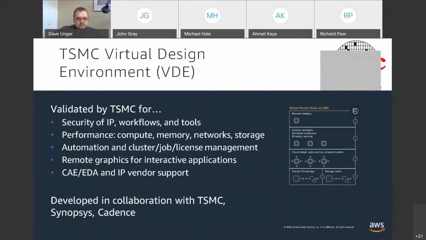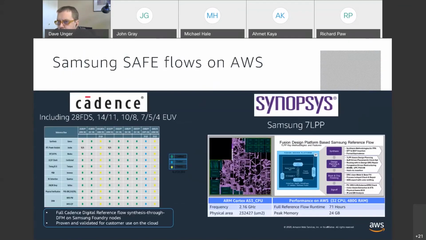We also work with TSMC. We're part of TSMC VDE. So TSMC has acknowledged that the security on AWS is something that they trust, right? And they allow their PDKs and technology files to be used on AWS. Similarly, we work with Samsung on their flows, and you can see that Cadence and Synopsys both have flows tested out on advanced nodes on AWS.